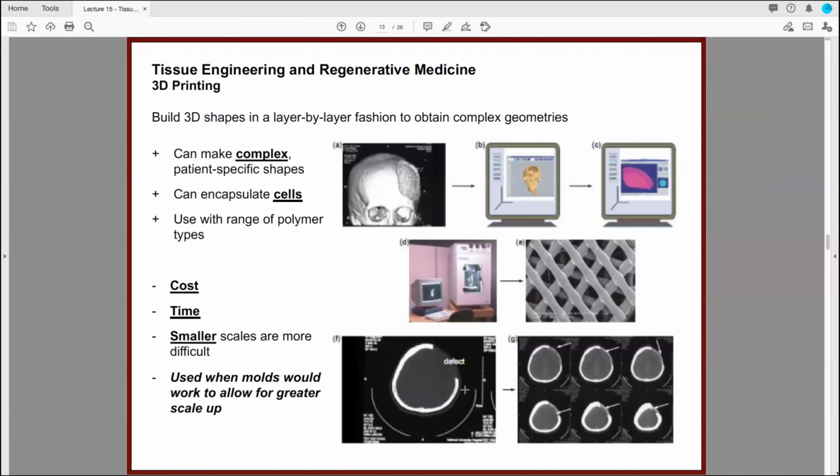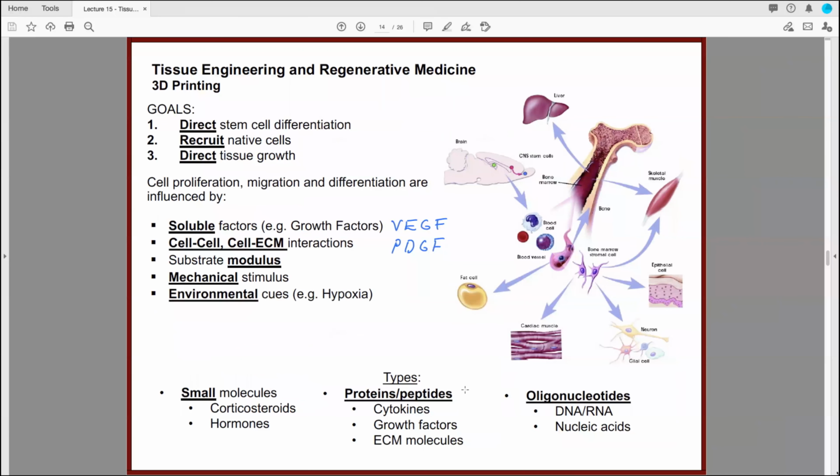So there's lots of ways that you can use 3D printing, and obviously one of the ways that we can tap into that market is to print gels which support cellular matrices. So one of the ways, three goals associated with 3D printing and tissue engineering are to help direct stem cell differentiation, the second is to recruit native cells, and the third is to direct tissue growth.